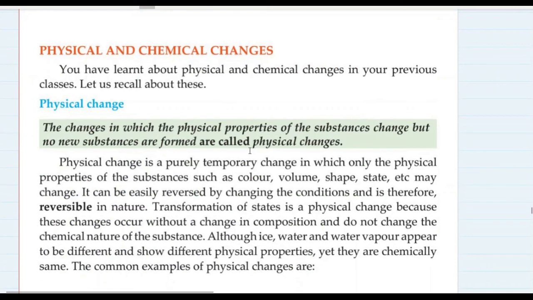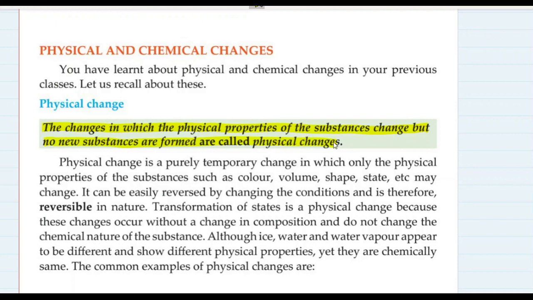Okay, in the end, we are just left with the last topic, physical and chemical changes. The changes in which the physical properties of the substance change, but no new substances are formed, are called physical changes. Remember, physical changes can be reversible, can be irreversible as well, like cutting of hair, breaking of glass, tearing of paper. In these, all the changes are irreversible, but they are physical changes.